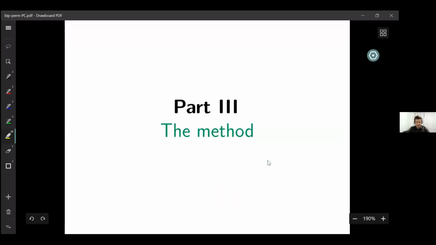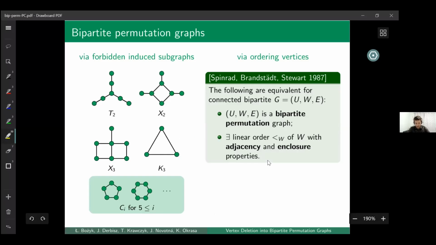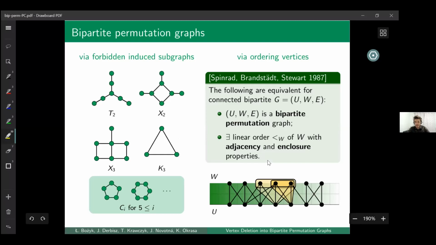Okay, so yeah, there is no ordering for U in the definition. However, the definition is symmetric with respect to U and W. So when we once order the edge, the W edge, we can also switch places of U and W and order the edge U, right? So in fact, we can assume that there are both orderings, and the properties of adjacency and enclosure work in both directions.